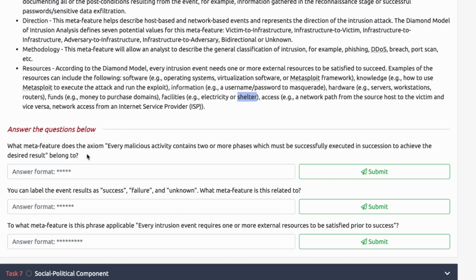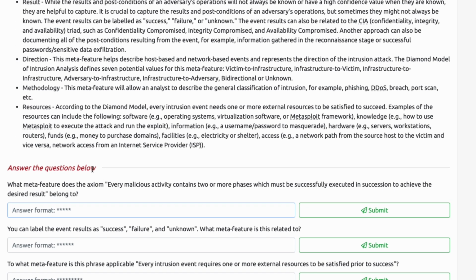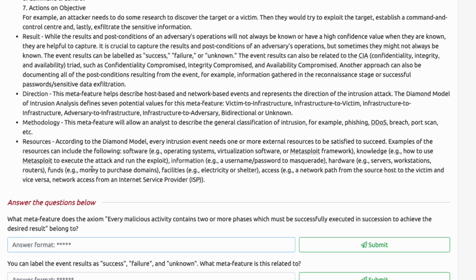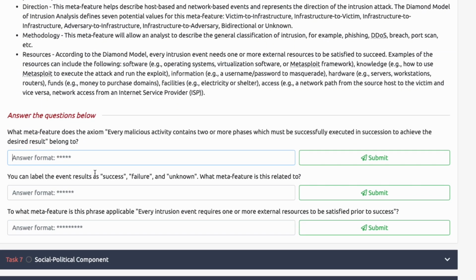What meta feature does the axiom every malicious activity contains 2 or more phases which must be successfully executed in succession to achieve the desired result? And that is phase.